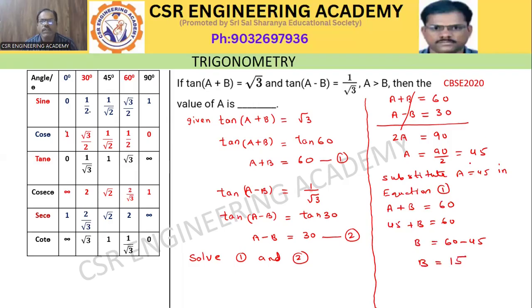Here A value is 45. B value is 15. That is, A is greater than B. So the value of A is 45.